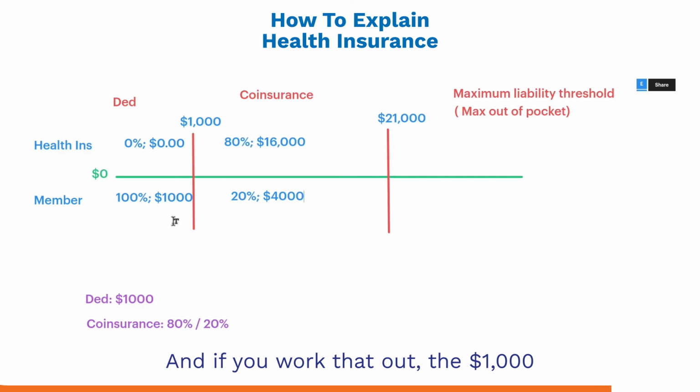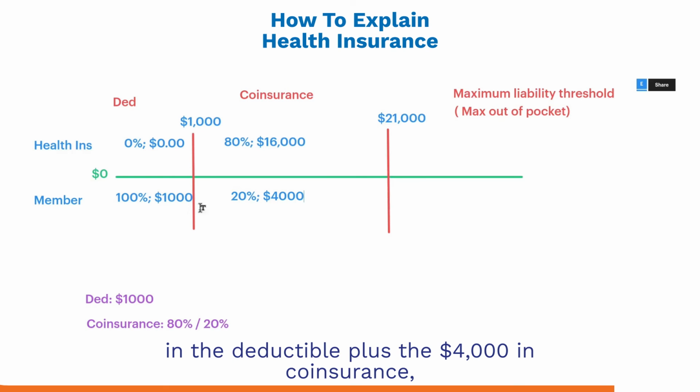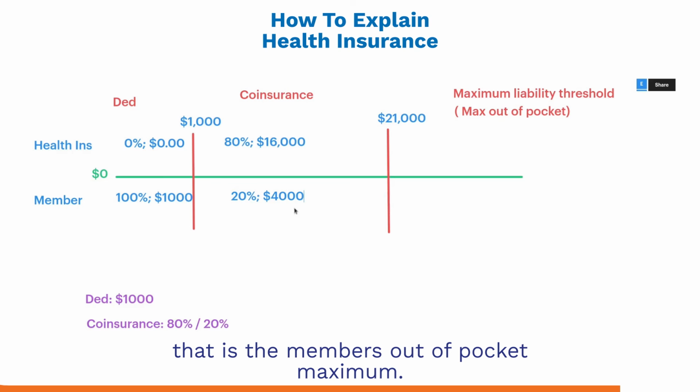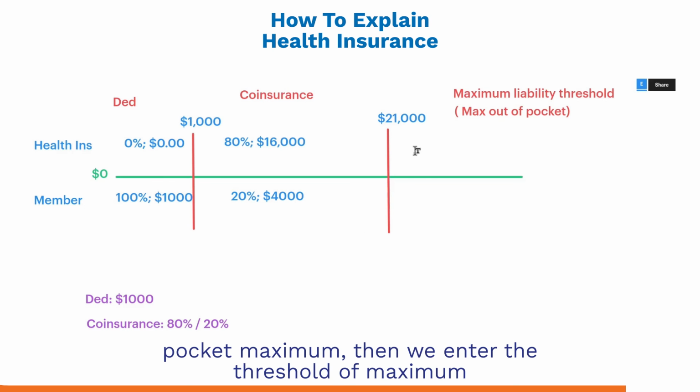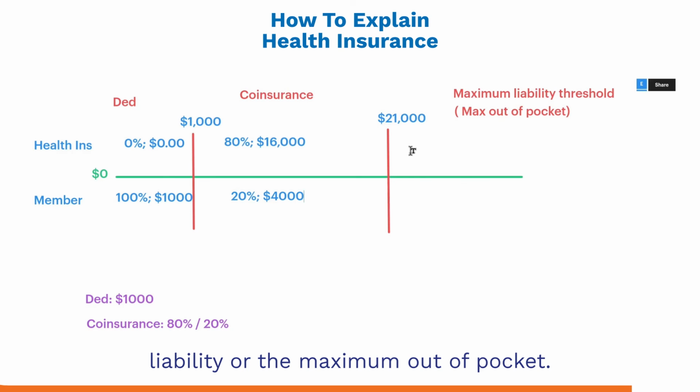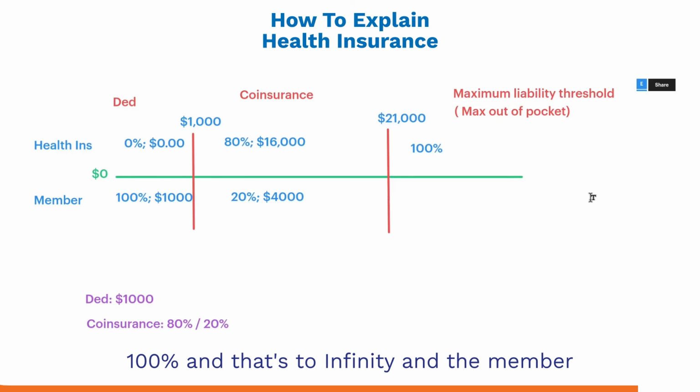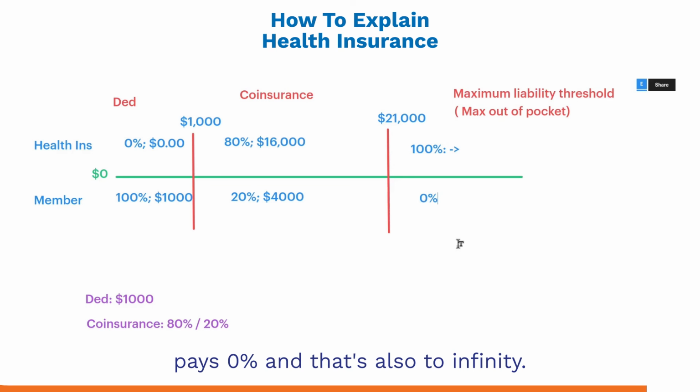And if you work that out, the $1,000 in the deductible plus the $4,000 in coinsurance, that is the member's out-of-pocket maximum. And so once the member has met their out-of-pocket maximum, then we enter the threshold of maximum liability, or the maximum out-of-pocket. And at this stage, the health plan pays 100%, and that's to infinity. And the member pays 0%, and that's also to infinity.